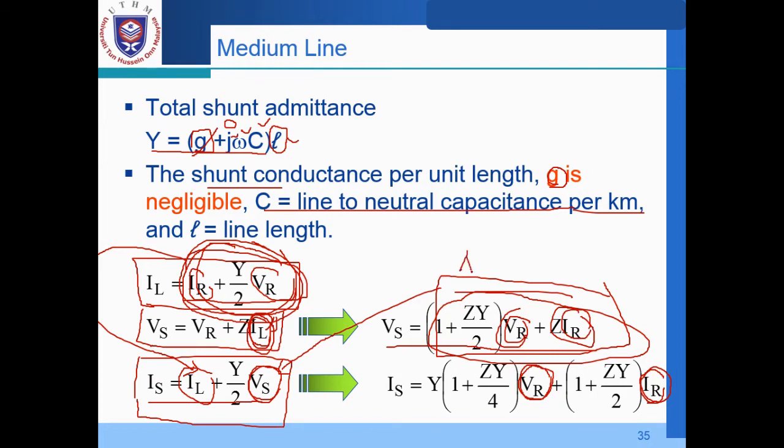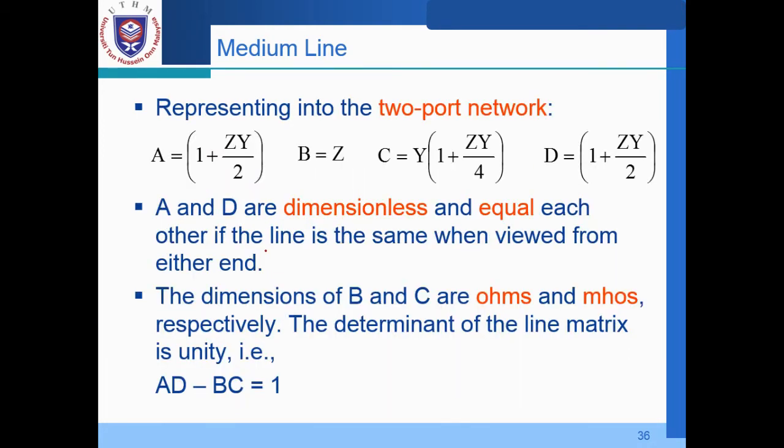And from here, I believe you can actually have the parameters, or you may represent the parameters by A, B, C, and D, just like we have in the short transmission line model. So representing the two-port network, A equal to 1 plus ZY over 2, B equal to Z, C equal to Y multiplied by (1 plus ZY over 4), and then D is equal to A.